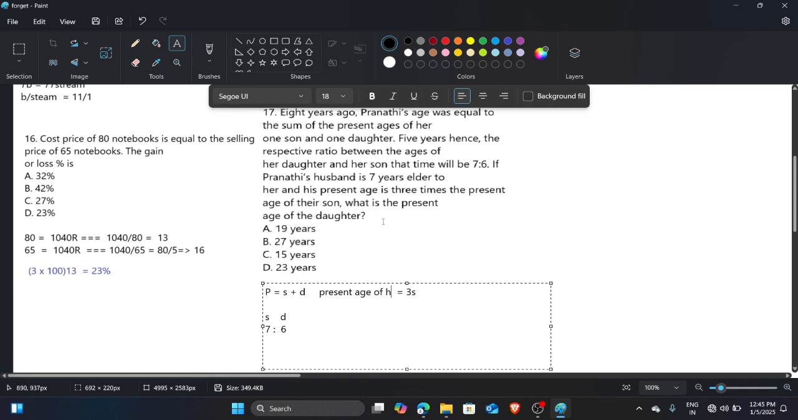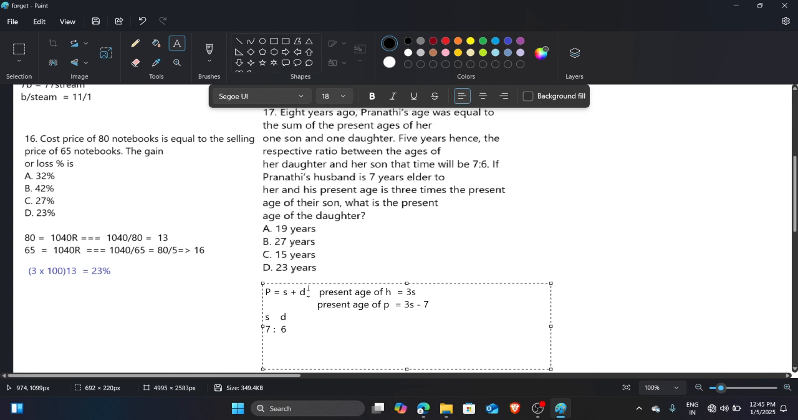What is the present age of the daughter? I don't know. So according to this, what is Pranathi's present age? The present age of Pranathi is nothing but 3s, the husband's age, and he is 7 years elder, it means when we subtract 7, this is her present age.